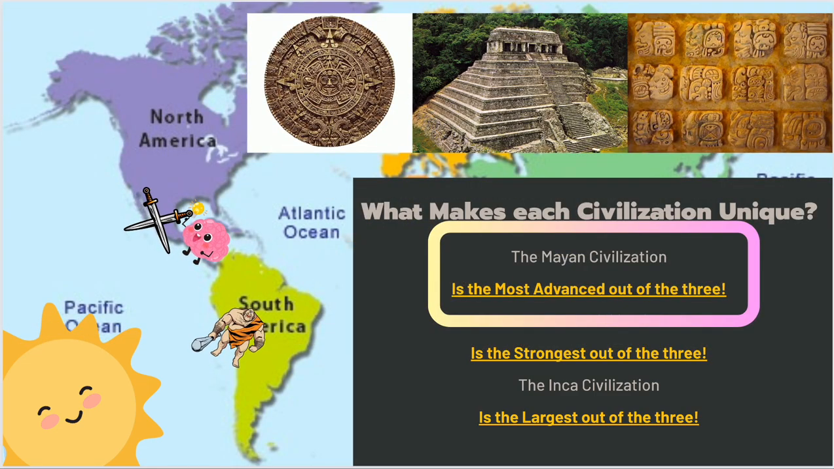The Mayans were the most advanced out of the 3 civilizations. The Mayans were able to come up with great innovations, like this Mayan calendar that was pretty accurate, or stone pyramids, hieroglyphics as a writing system. So that's why we depicted the Maya as a brain here.